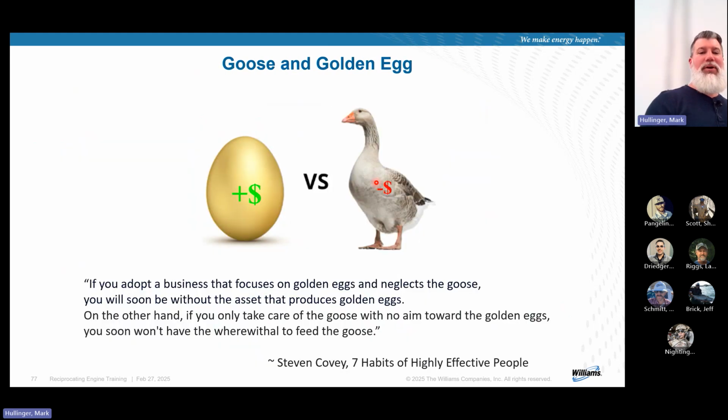All right, so my final comment, I'll just read it. This is from Stephen Covey in The 7 Habits. If you adopt a business that focuses on golden eggs and neglects the goose, you will soon be without the asset that produces the golden eggs, the engine. On the other hand, if you only take care of the goose with no aim toward the golden eggs, you soon won't have the wherewithal to feed the goose.